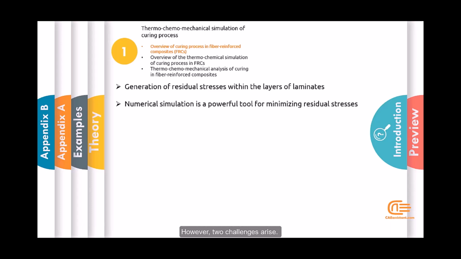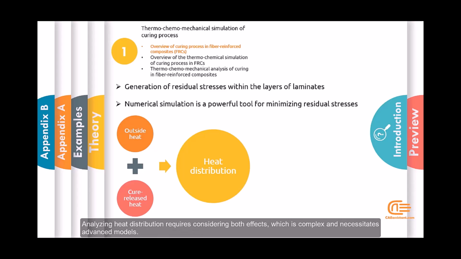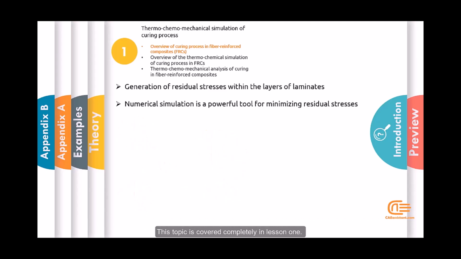However, two challenges arise. First, during curing, we have two heat sources: the applied temperature and the internal heat generated due to chemical reactions. Analyzing heat distribution requires considering both effects, which is complex and necessitates advanced models. This topic is covered completely in Lesson 1.